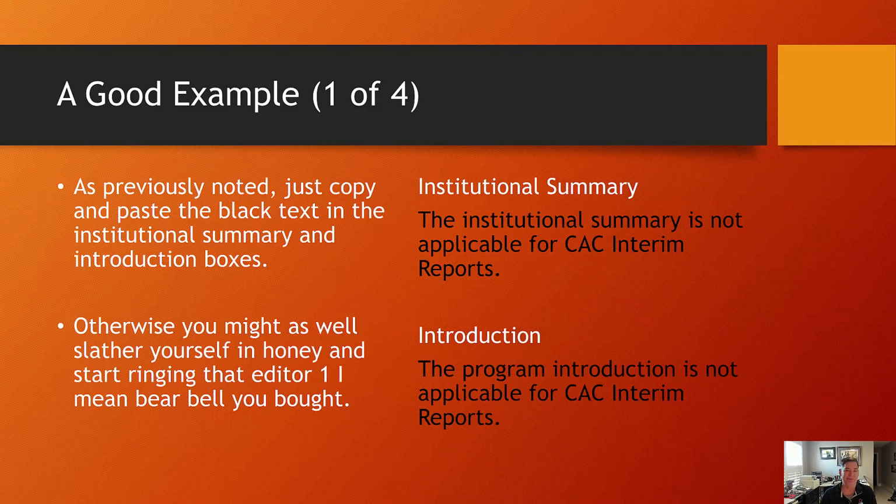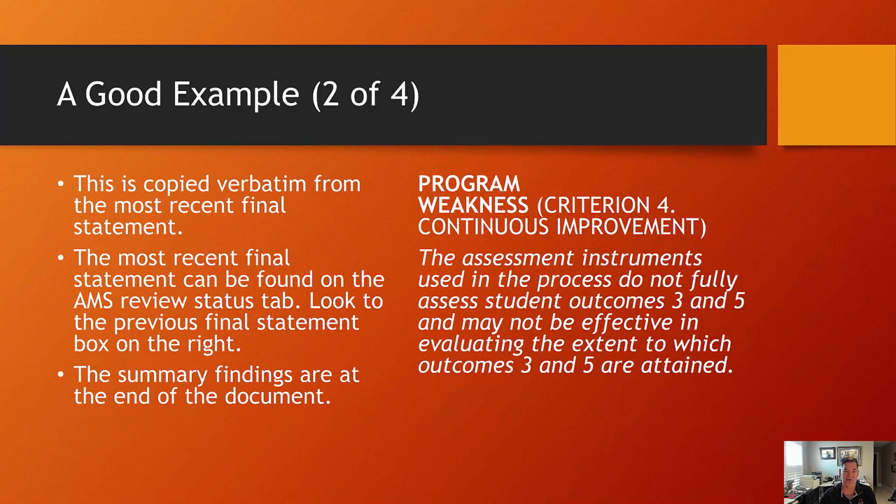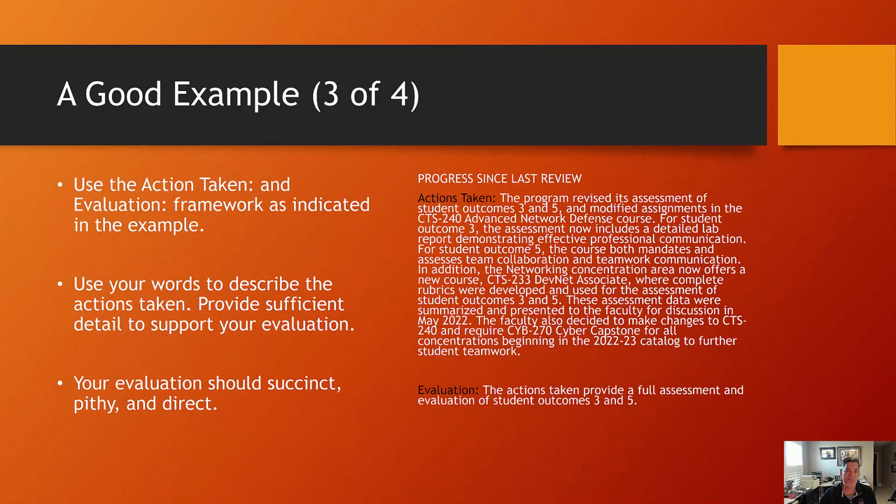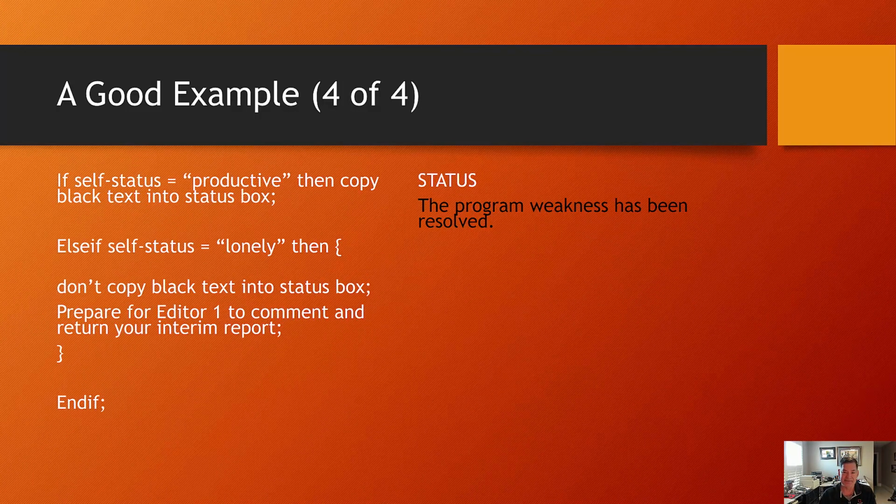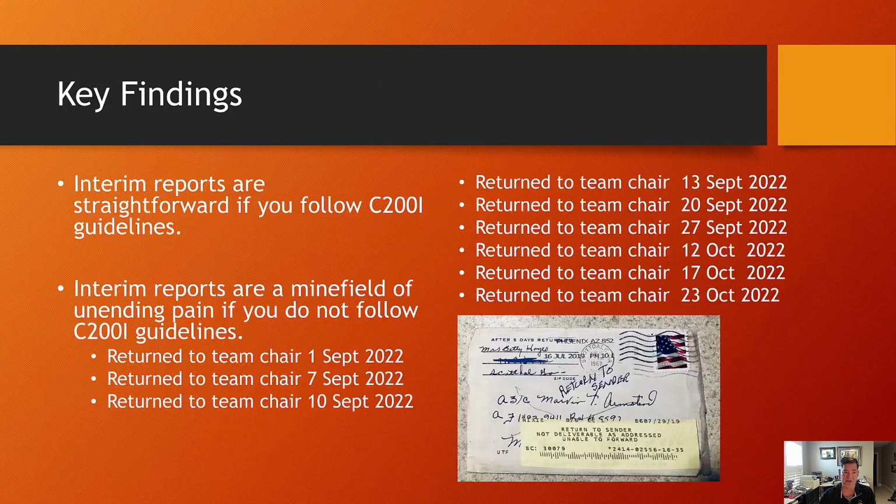So here's an example. You're typing in the summary, you're just using the black text. When you get to the program introduction, you're just using the black text. You then list out what the findings are. I'm using one here to give you an example. You then go in and here's progress since last review, actions taken and evaluation to evaluate that. And then in the status box, you're going to put in the program weakness has been resolved. All right, very good. If you follow these simple steps, you're going to go straight through and be fine.